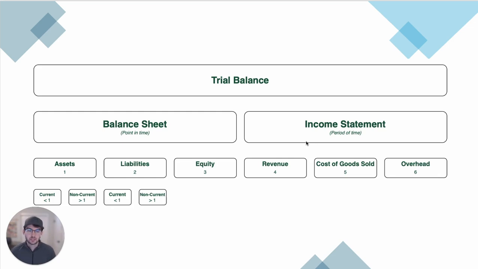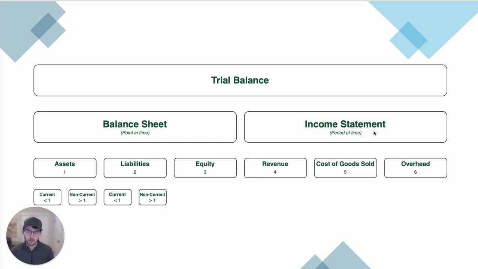So here we can see that we start with our trial balance, and that's going to be right here at the top. And the trial balance is going to contain all the accounts in your accounting system. So you think of your bank accounts, accounts payable, inventory, your sales, your expenses. All of those accounts are going to be contained in your trial balance. Then the trial balance is broken into two components. There's the balance sheet component, and then there's going to be the income statement component.